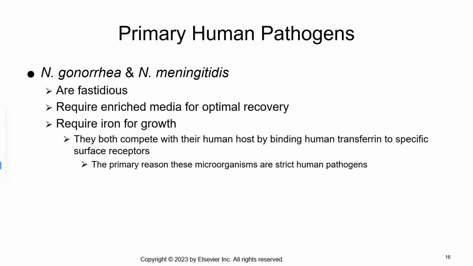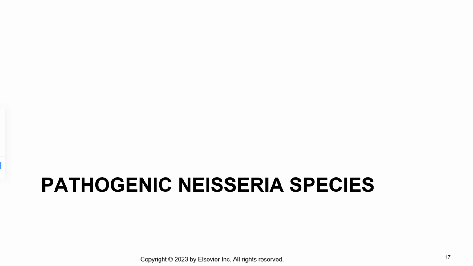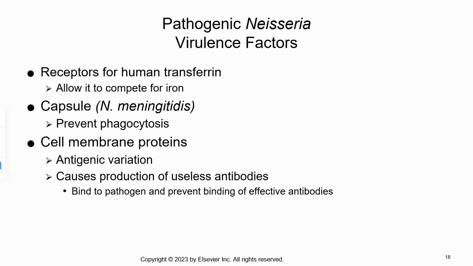N. gonorrhoeae and N. meningitidis are fastidious. Fastidious means they're tough to grow. They require enriched medium or extra nutrients for optimal recovery. They also require iron for growth. Not all fastidious organisms do, but these two do. So they both compete with their human host by binding human transferrin to specific surface receptors. This is the primary reason these microorganisms are strict human pathogens. So virulence factors: receptors for human transferrin allow it to compete for iron.